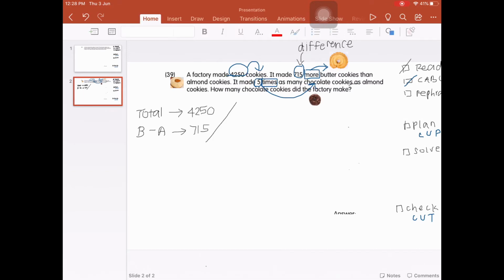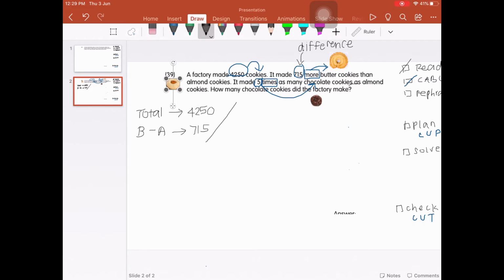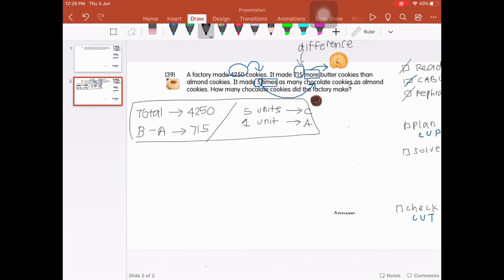It made 5 times as many chocolate cookies as almond cookies. So 5 times means 5 units. 5 units will refer to chocolate cookies. 1 unit will refer to the almond cookies. Now we are done with rephrase. Tick the rephrase box. Now let's plan using CUP, comparison, unitary, or part whole model.